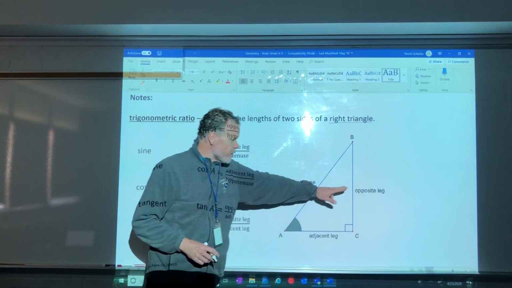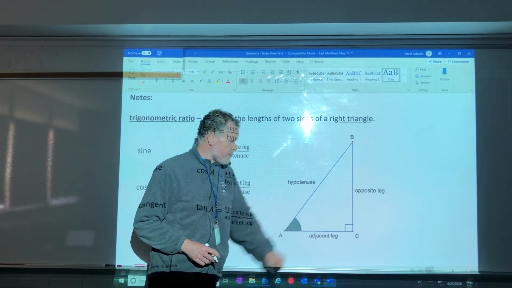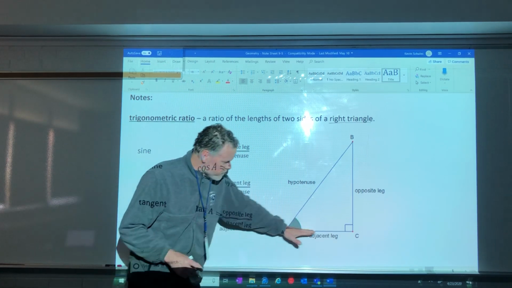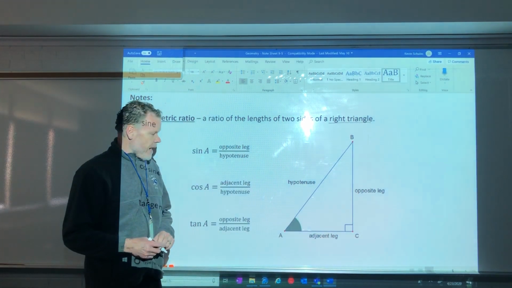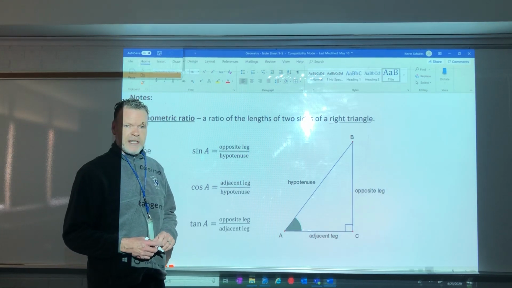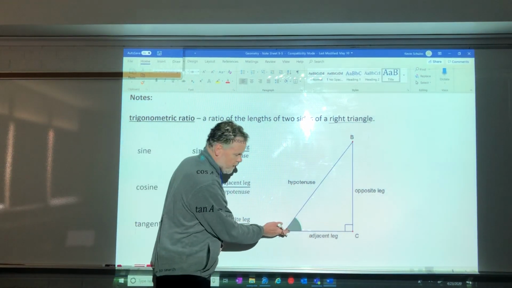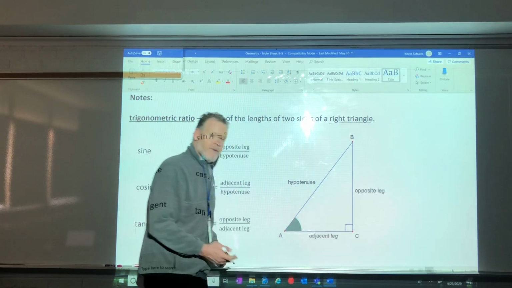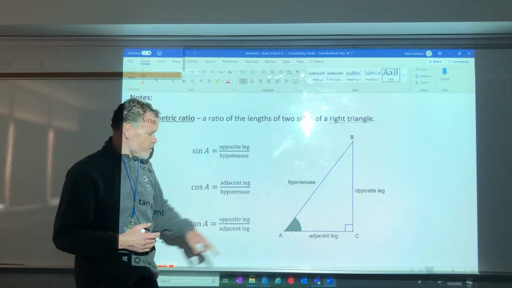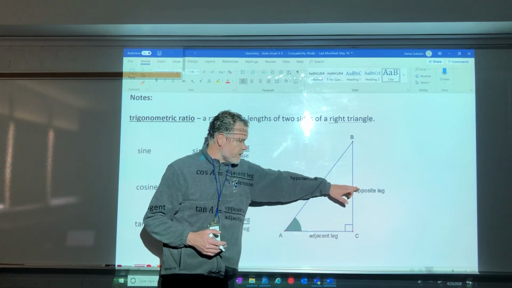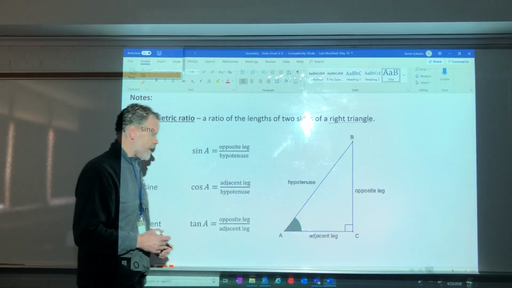The one directly across is going to be your opposite leg. The one that runs alongside is going to be your adjacent leg, okay? I always say, pick the adjacent leg first. It's going to be the one that runs alongside of the angle that isn't the hypotenuse, okay? So this is your adjacent leg. By process of elimination, this is going to be your opposite leg.